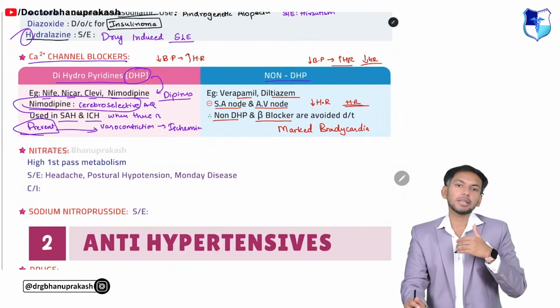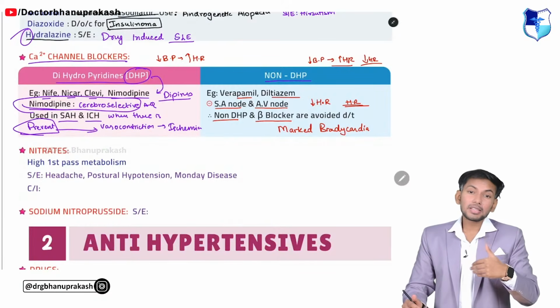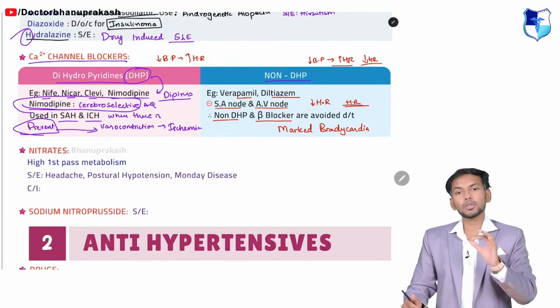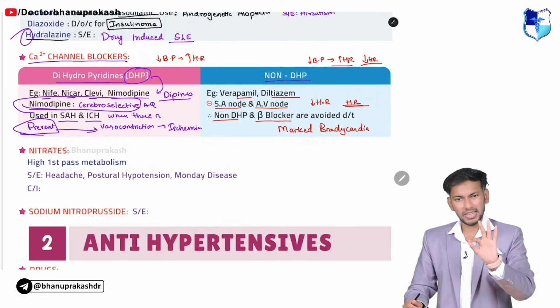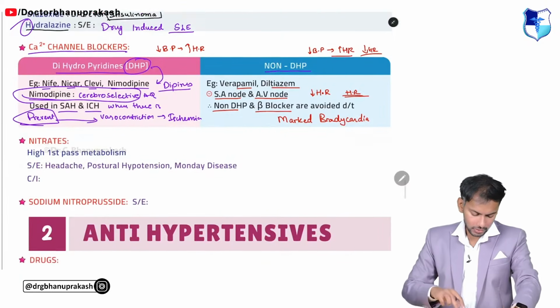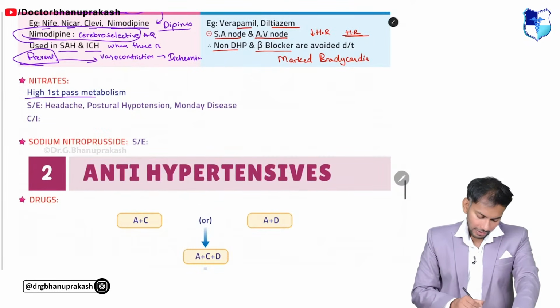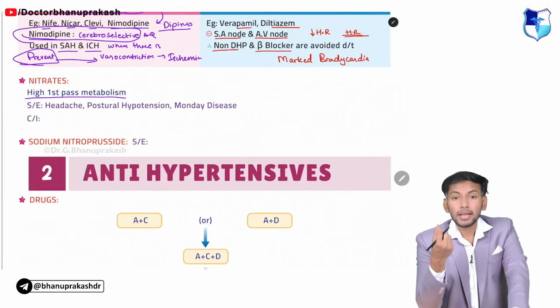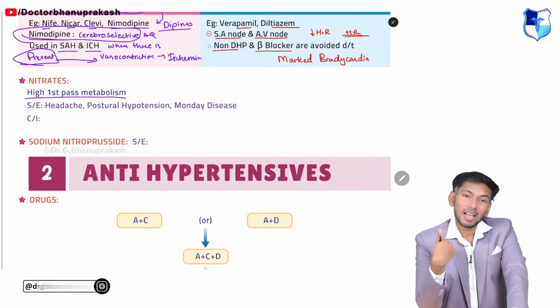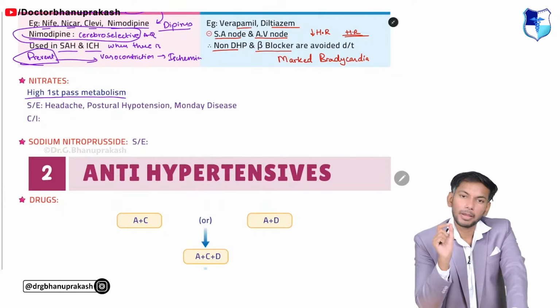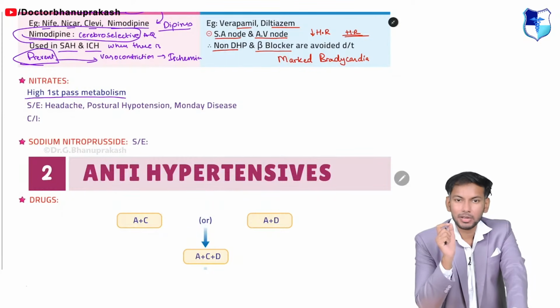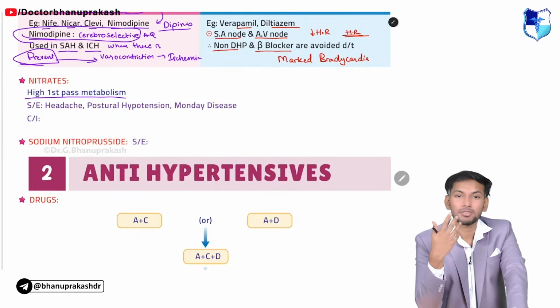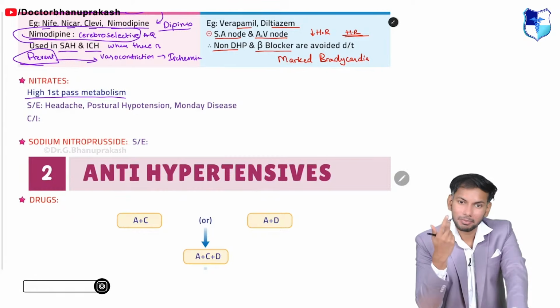Now, coming to the nitrates. These are venous dilators, so they will cause postural hypotension because they decrease the preload. I've told all of this. Nitrates have high first pass metabolism. I've told you in the absorption chapter, when there is high first pass metabolism, bioavailability decreases. That is why I told you seriously, nitrates have large first pass metabolism. That is the mnemonic, remember.